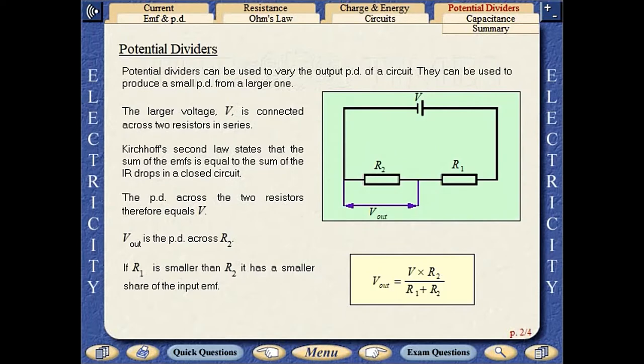Potential dividers can be used to vary the output PD of a circuit. They can be used to produce a small PD from a larger one. The larger voltage, V, is connected across two resistors in series. Kirchhoff's second law states that the sum of the EMFs is equal to the sum of the IR drops in a closed circuit. The potential difference across the two resistors, therefore, equals V. V out is the PD across R2. If R1 is smaller than R2, it has a smaller share of the input EMF.